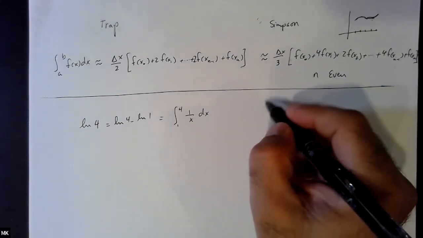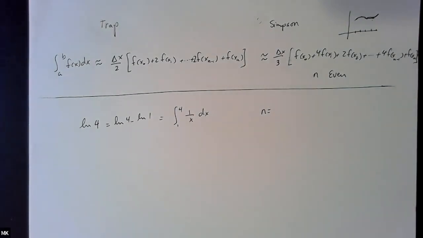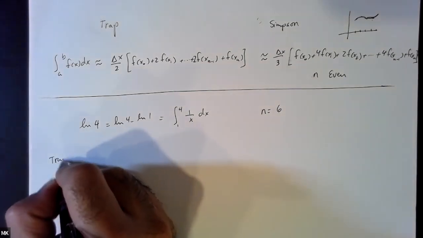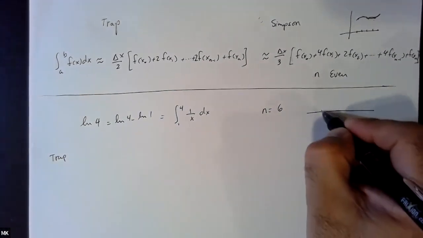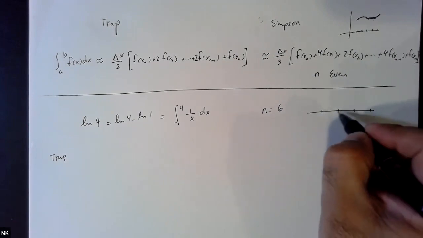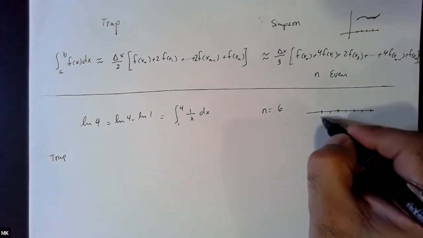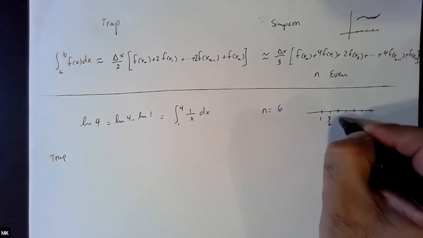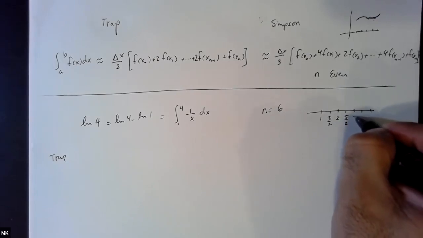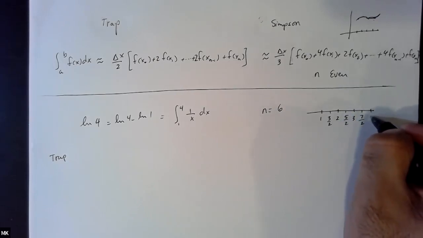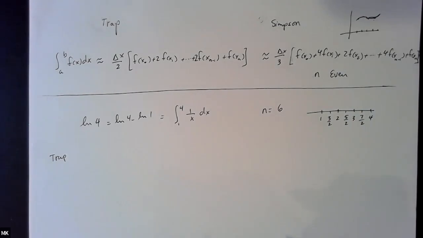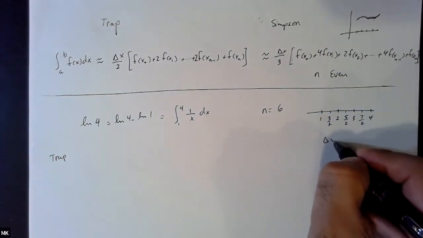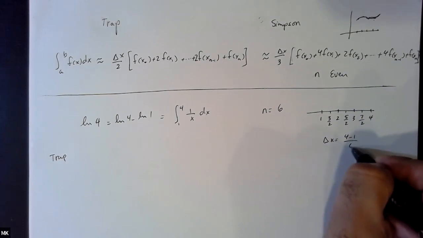So let's use both methods. Let's say n is equal to 6. If I wanted to use the trapezoidal method, let me just show you guys, this is 1, 2, 3, 4. If I use n equal to 6, and I intentionally pick that, the points are 1, 1.5, 2, 2.5, 3, 3.5, and 4. Delta x, of course, in this case is going to be 4 minus 1 over 6, which is 1/2.